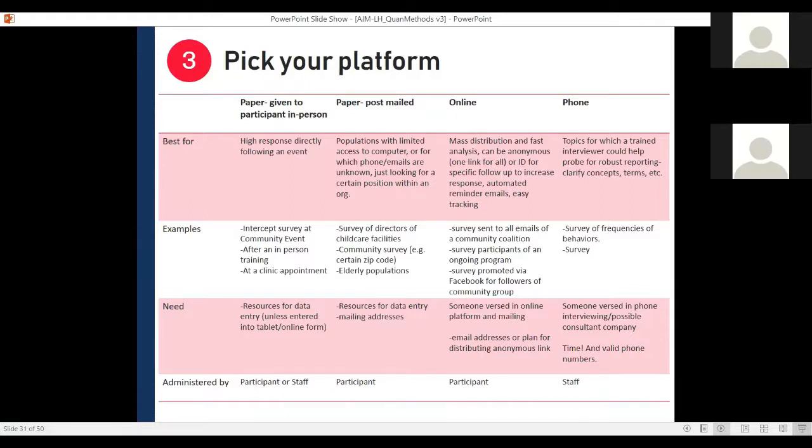And then phone surveys are helpful if your topic is complex, if you need a staff person or a trained person to walk somebody through the content and really assess those behaviors or frequencies or whatever. And of course, that is often met nowadays with a challenge with phone numbers, because a lot of people use cell phone numbers, so you have to really think about how you'll get those phone numbers.